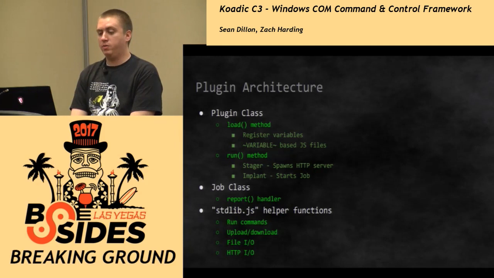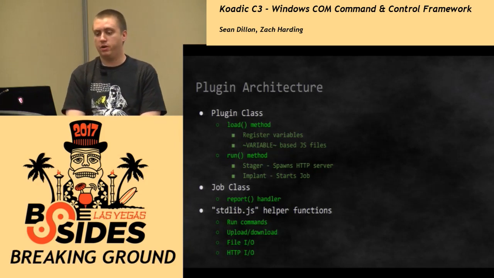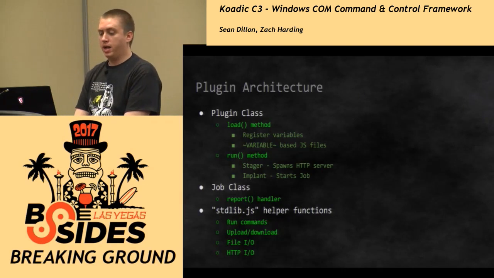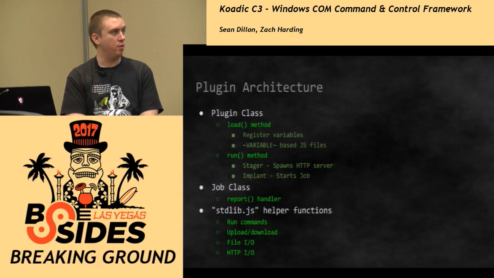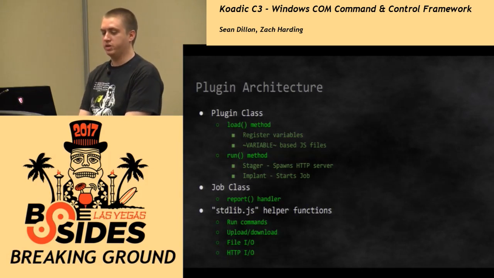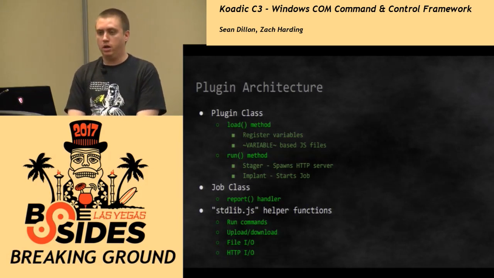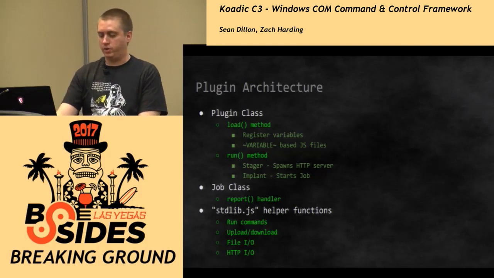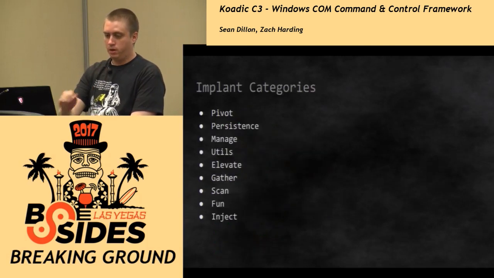And then we have a run method, which for stagers, it'll spawn an HTTP server, and an implant will start a job. The job class is you start many jobs, and those report back. So we have a report handler. And then we also have a standard lib.js, which we added a lot of helper functions to, so you can run commands on the system, upload, download files, and also perform all those HTTP operations. It's just an easier interface than working directly with the COM objects.